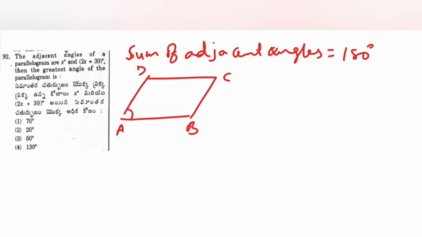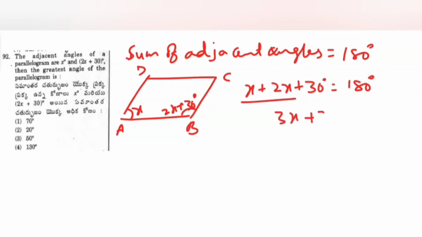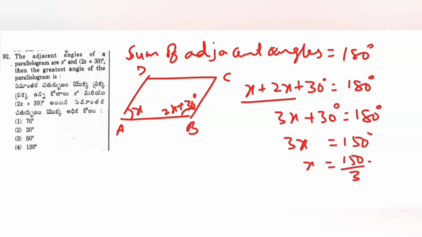So, let us take a parallelogram, a rough figure, and name it ABCD, and let angle A be x degrees and angle B be 2x plus 30 degrees. Now you know that according to the sum of adjacent angles being 180, let us write x plus 2x plus 30 degrees is equal to 180 degrees. Now x plus 2x gives you 3x, plus 30 degrees gives 180 degrees. So 3x is equal to 180 minus 30, that is 150, and x is equal to 150 by 3, which is 50 degrees.